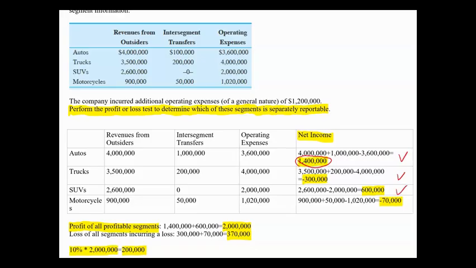And last one, motorcycles, a loss of 70,000, smaller than 200,000 in absolute terms, which means that this segment is not reportable.